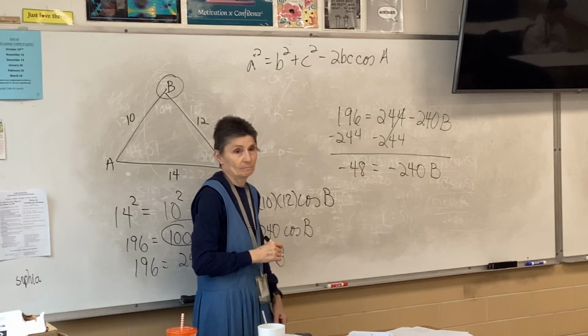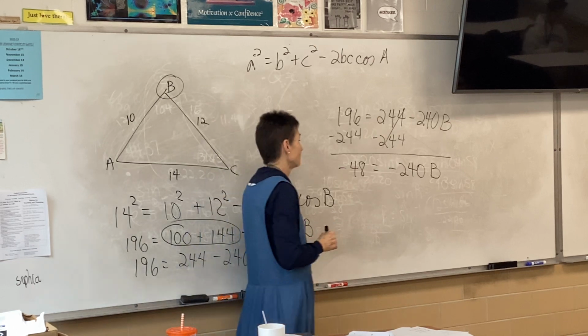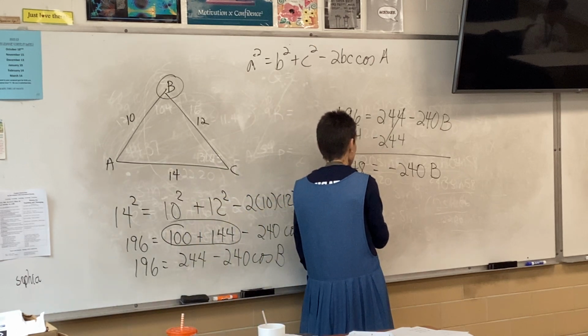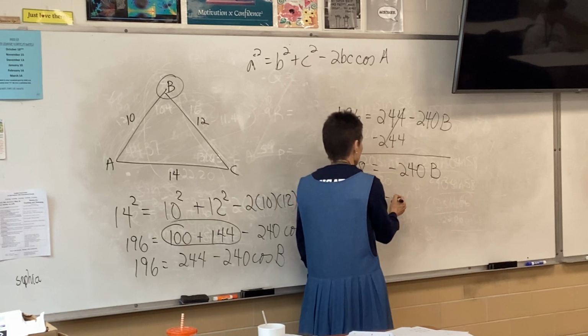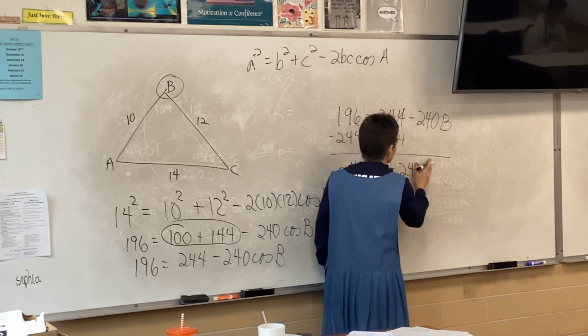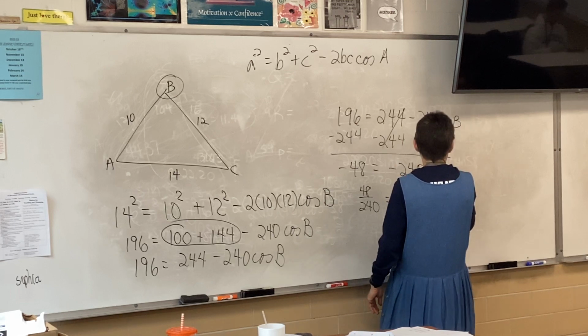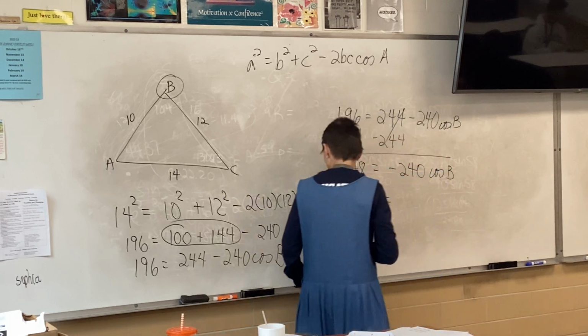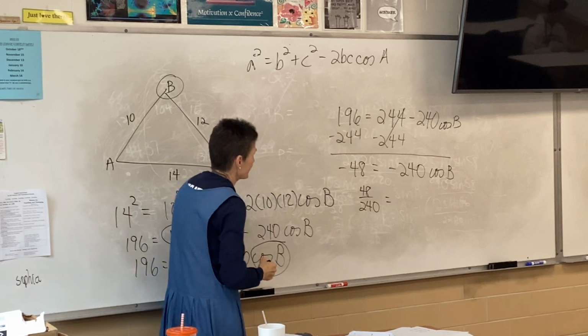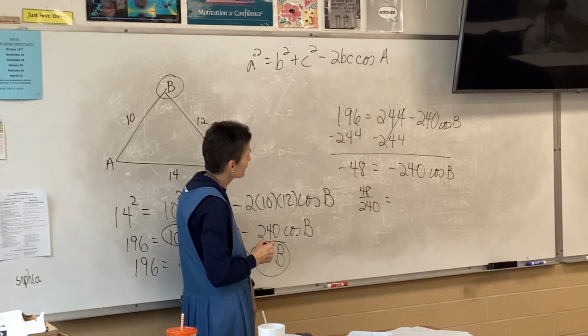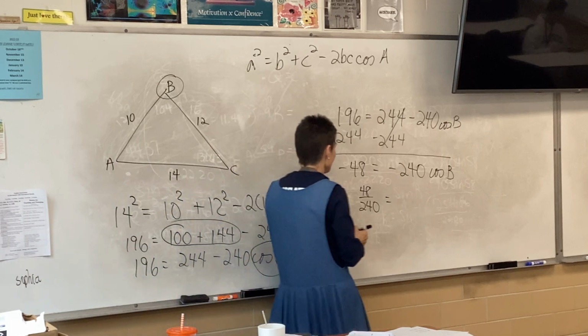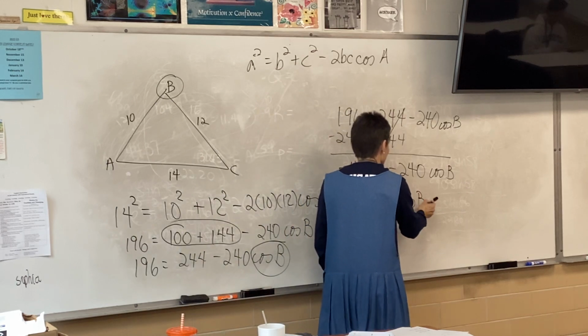Now what? Divide by 240, so 48 over 240 equals, oh, that should be cosine B. Where did that come from? Don't let me get crazy. That's a cosine B. I have to carry that along. All right, so 48 over 240 equals cosine B.